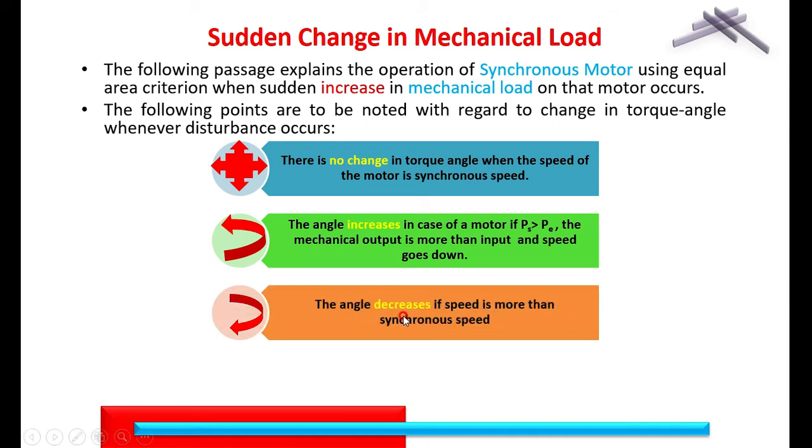In the other way, the angle decreases if you suddenly take off the load from the synchronous motor instead of increasing it. In that case, the mechanical power output is less than the electrical input, so there is an acceleration, meaning the speed of the machine increases beyond the synchronous speed and angle delta decreases. Therefore, the angle decreases if the speed is more than the synchronous speed.